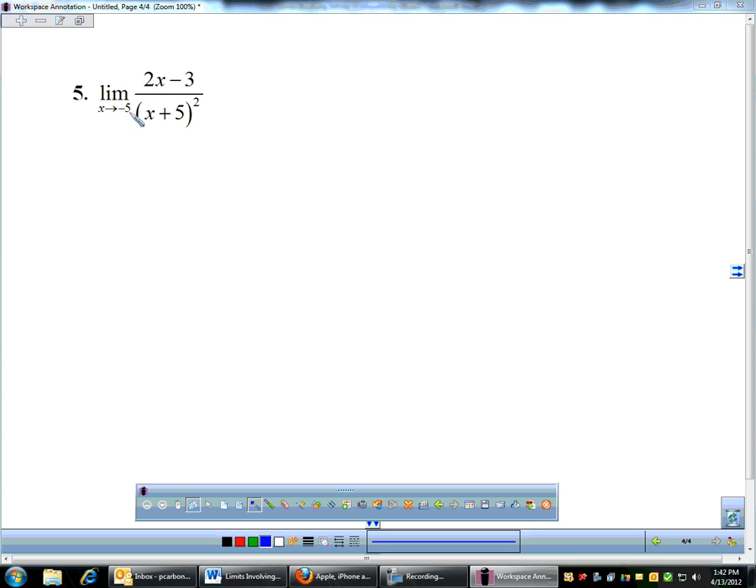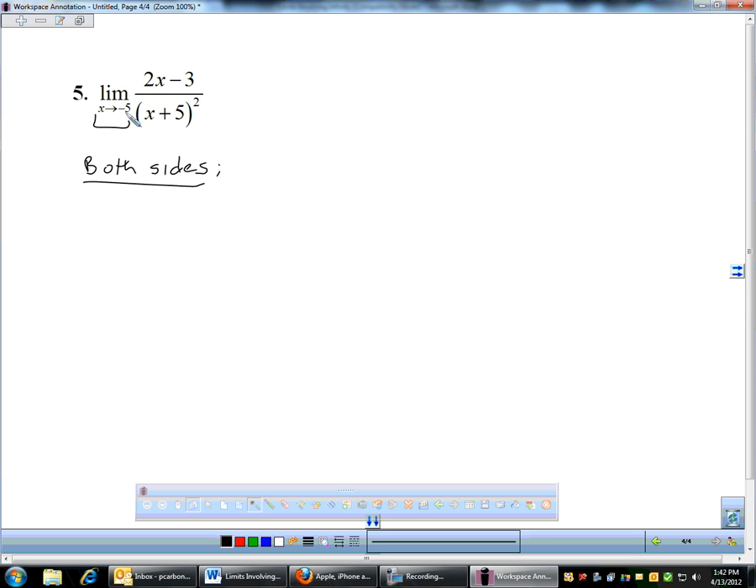The limit as x approaches negative 5. Again, I didn't specify a side, only said negative 5. So that means we have to look at both sides of this limit. And I guess before I start diving into that, I need to plug in negative 5 to see what I get. 2 times negative 5 is negative 10, minus 3 is negative 13, divided by negative 5 plus 5 is 0, 0 squared is 0. Okay, that means we're looking at infinity, negative infinity, or does not exist, and we have to figure out which of those 3 it is.